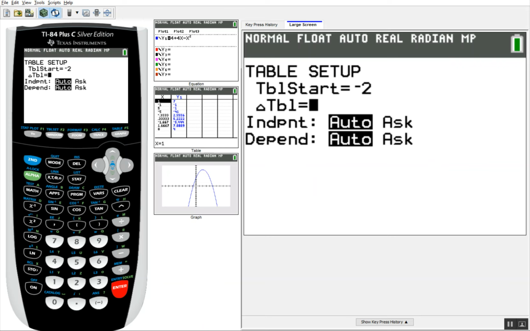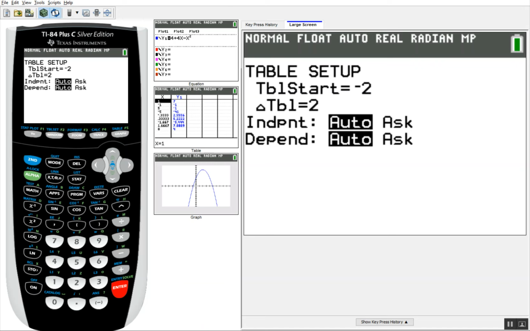Now, delta table. Delta table means that this is the value it's going to add each time. So for example, table start makes the table start at -2, and delta table 1 means that we're going to add 1 to -2, and the next entry in the table is going to be -1. So this is going to give me all the integers, which I said before I don't want. So we want only the even ones, we're going to enter 2. So the first entry will be -2, the next one will jump up by 2 and give me 0, the next entry will be 2, and the next entry will be 4 and 6.